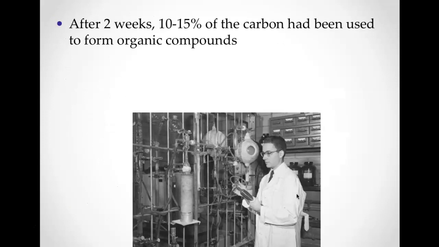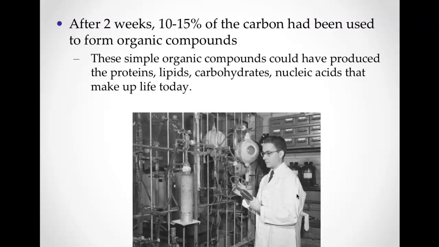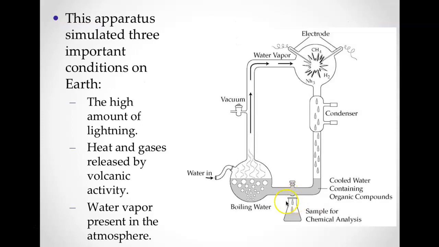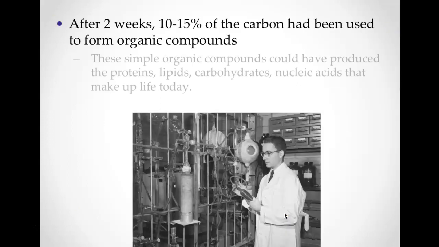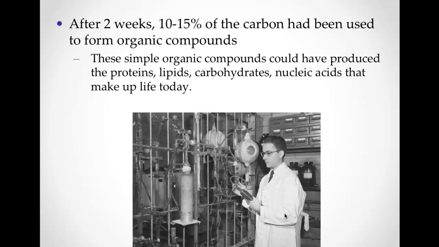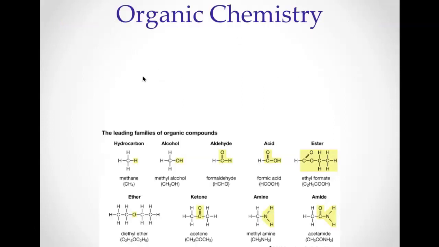All right, so what happened? After 2 weeks, 10 to 15% of the carbon had been used to form organic compounds. So what was formed in this flask right here, they found to be organic compounds. In particular, they found amino acids that had collected in that flask, which was so awesome and revolutionary, that they could make amino acids out of those simple compounds and just water vapor and lightning and stuff like that.